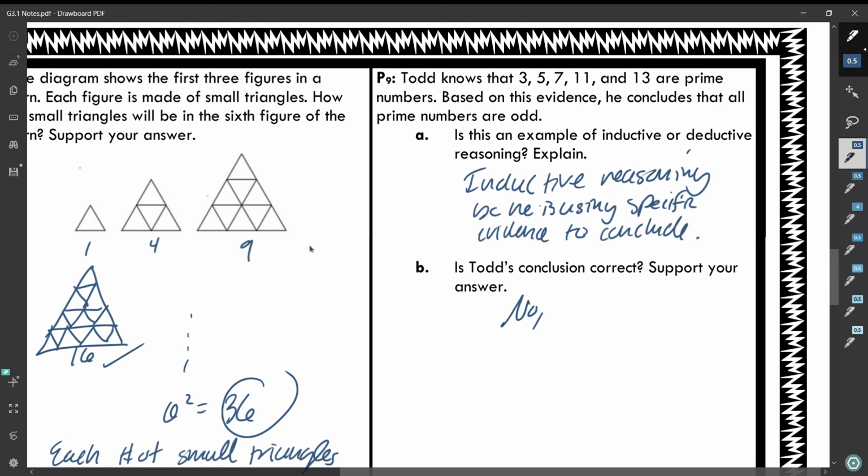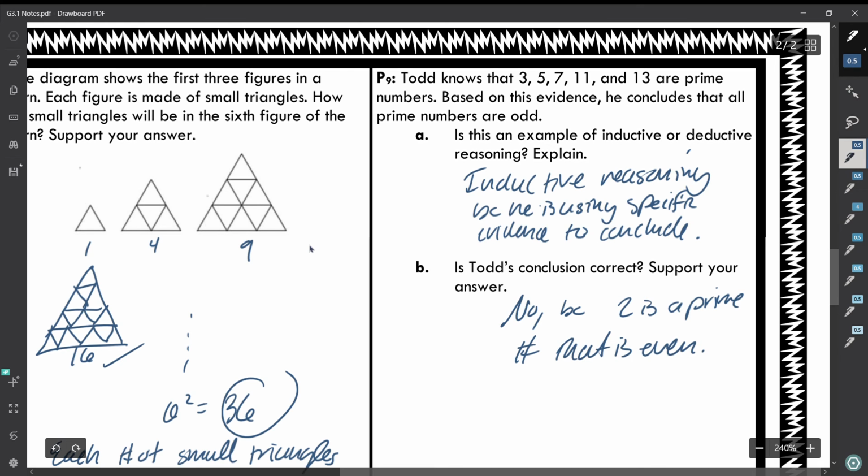Okay, so that's the thing. With deductive reasoning, we prove something is true, the whole thing, right? If we don't prove it's true, we still have a conjecture, and we didn't finish our deductive reasoning. Okay? No, someone say no, because 2 is a prime number that is even.